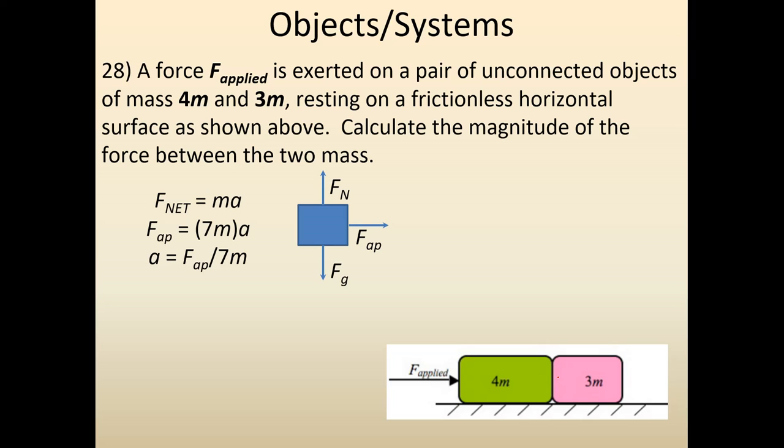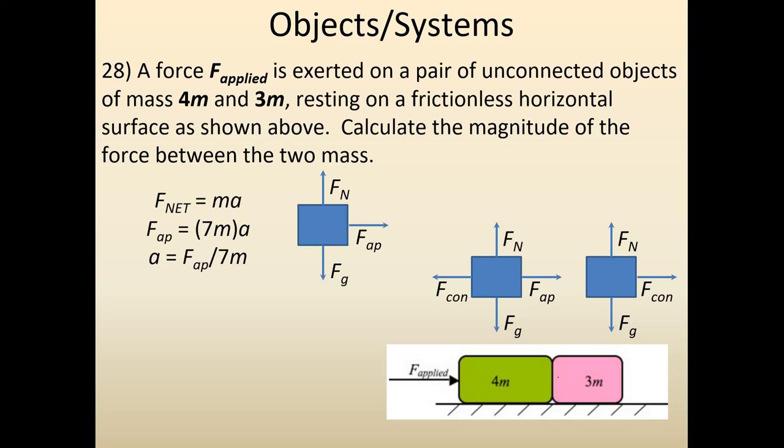Now I want that contact force, so I'm going to do another FBD of them separately. I'm going to look at the 3m block because of the fact that it only has the contact force. Do F net equals ma, plug in my acceleration that I got from before. Once again, the masses drop out. So I end up getting that the contact force is going to be 3/7 of the applied force. And that's it. That's pretty much the basic setup for multi-mass systems.